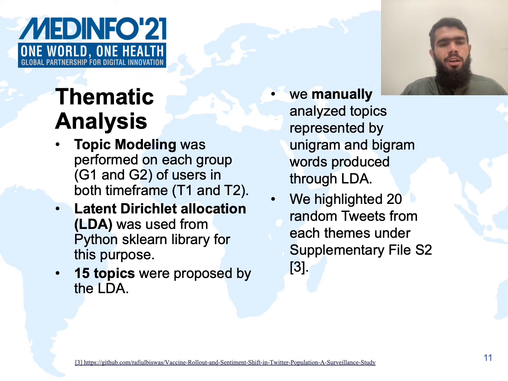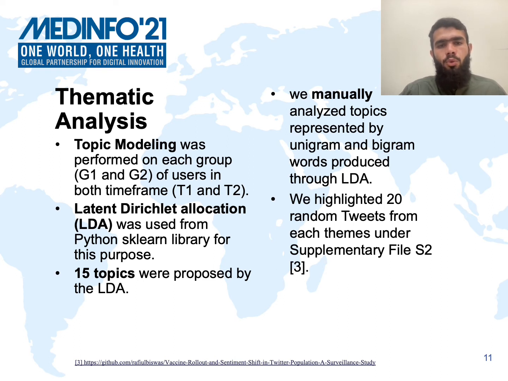Further, we conduct a thematic analysis. For the purpose, we apply topic modeling on each group in both time periods. We use the LDA algorithm to perform topic modeling and produce unigram and bigram words. LDA requires a predefined number of topics, so through discussion and consensus, we came up with 15 topics.